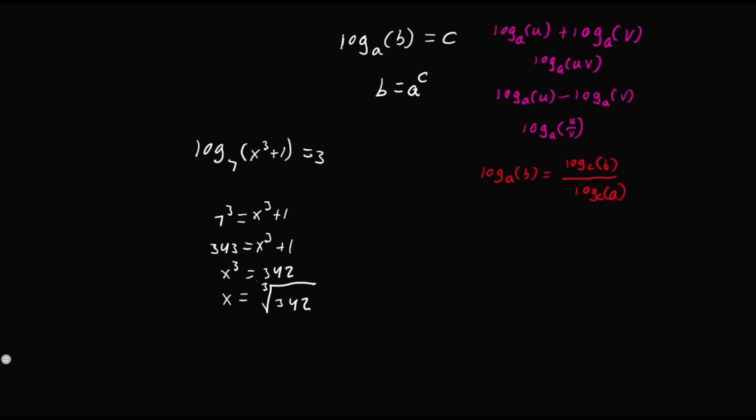So we just have to plug the cube root of 342 in there, and then we have 342 plus 1 is equal to 343, and we just take the log base 7 of that. Log base 7 of 343 is equal to 3, since 343 is 7 cubed, and that is one quick and simple example.